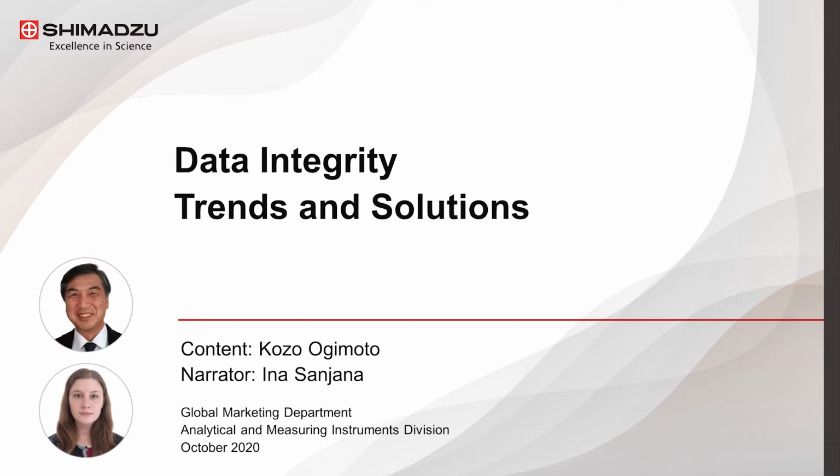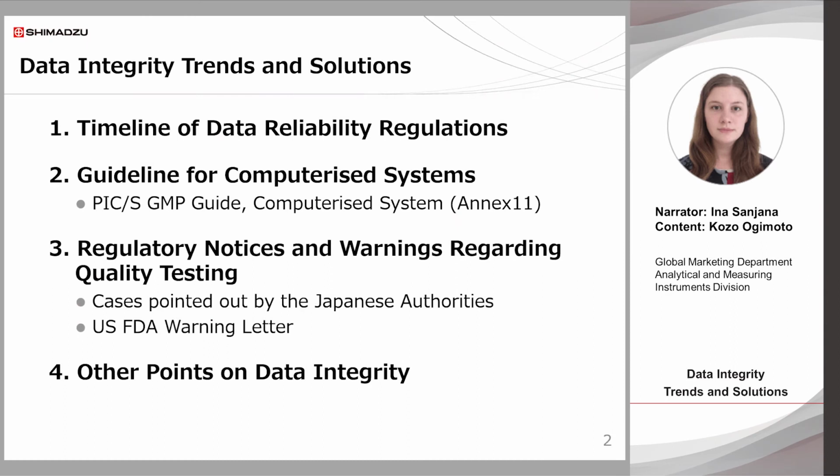In this webinar, I'm going to introduce trends and solutions related to data integrity. This talk is divided into 4 topics. First, we will discuss data reliability regulations issued over the years to grasp the context of the current situation. Next, we will look at guidelines for computerized systems, that is, necessary instruments for data integrity, such as those provided by Shimadzu. Here we will discuss computerized systems in relation to Annex 11 of the PICS GMP guidelines.